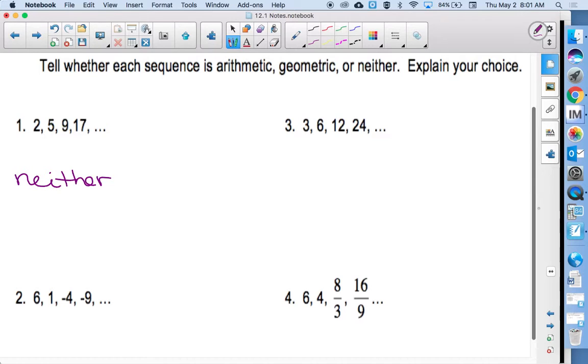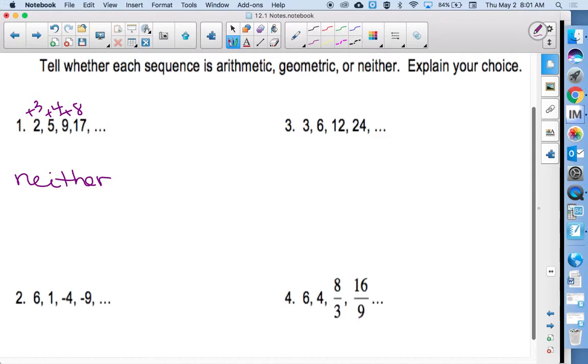What do you add to 2 to get to 5? 3, okay, so 2 plus 3 makes 5. What do you add to 5 to get to 9? 4. What do you add to 9 to get to 17? 8.